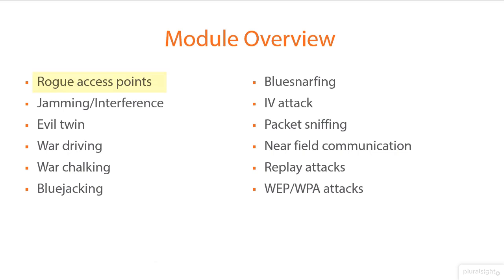So we're going to cover such things as rogue access points. We're going to cover jamming and interference. We'll cover evil twins. We'll cover two things dealing with just going out and finding wireless networks to attack, and that's war driving and war chalking. Then we'll talk about Bluetooth hacking methods, basically bluejacking and blue snarfing. We'll talk about IV attacks, or initialization vector attacks.